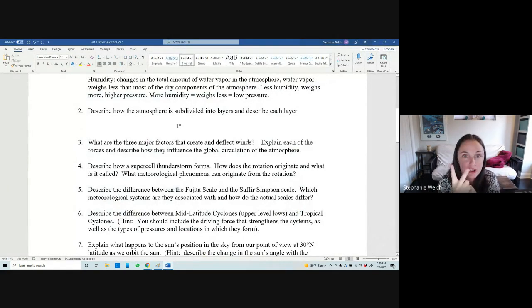But second question. This is material from the very end of lecture 1. So most of lecture 1 was just air pressure and what controls it, all that good stuff. The second question is towards the end of lecture 1. It's about how the atmosphere is subdivided into layers.